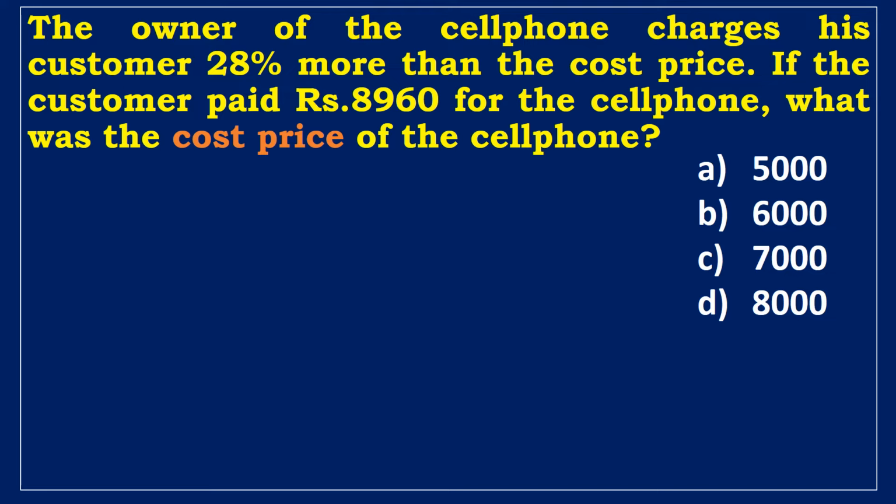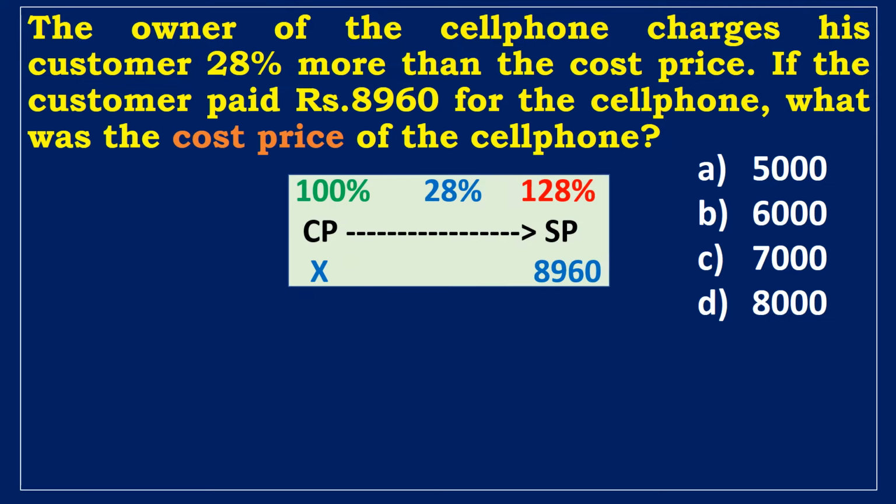If the customer paid rupees 8,960 for the cell phone, what was the cost price of the cell phone? Let us assume the cost price is 100%. The profit percentage is 28%. Then, the percentage of the selling price is 128%, which is equal to 8,960 rupees.